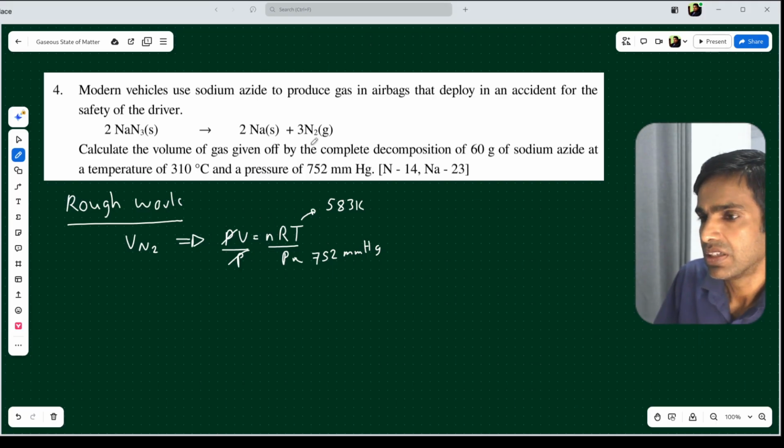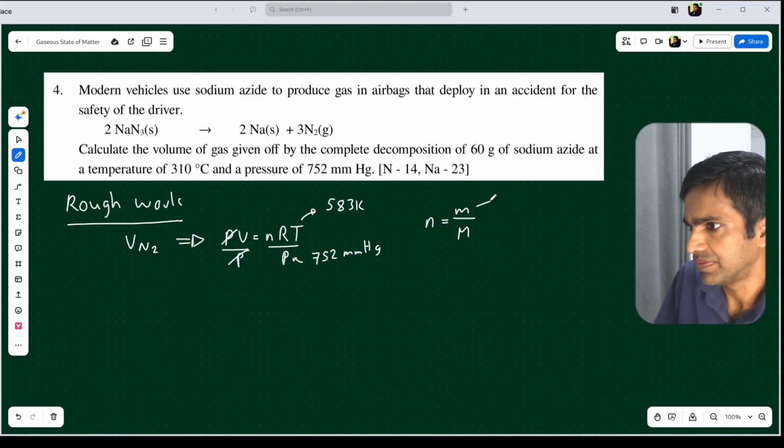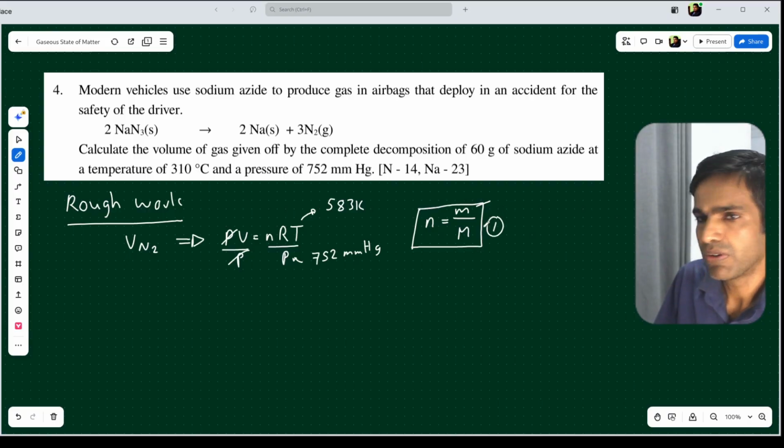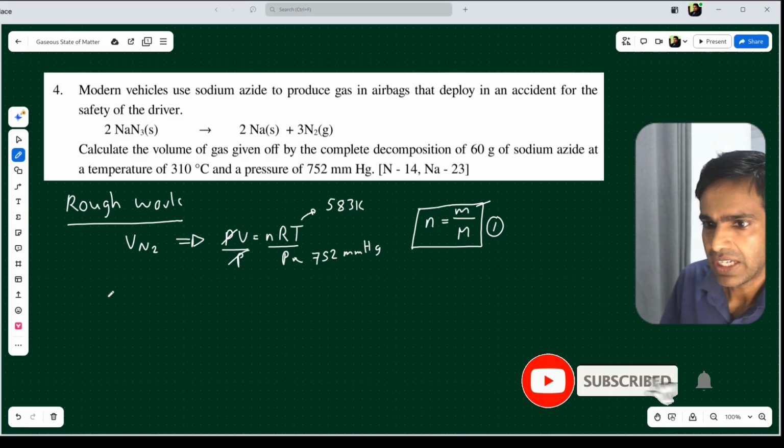So if we know the number of moles of nitrogen, then we can calculate the volume of nitrogen. So how do we calculate the number of moles of nitrogen? We need to know the number of moles of sodium azide. As the mass of sodium azide is given, we can use the formula number of moles is mass over molar mass to calculate the number of moles using the mass of sodium azide. So that is the starting point. Calculation of number of moles of sodium azide. Okay, let's start the calculation.